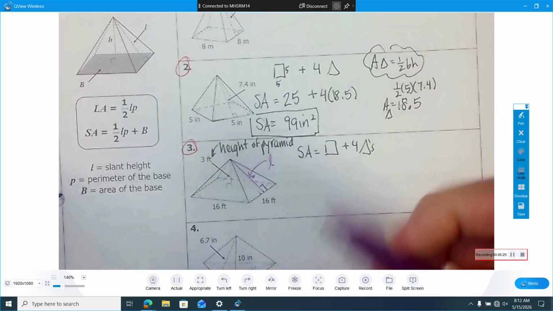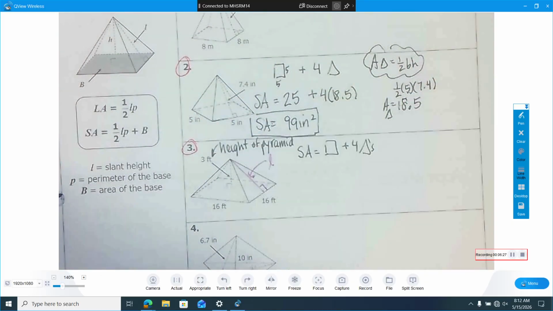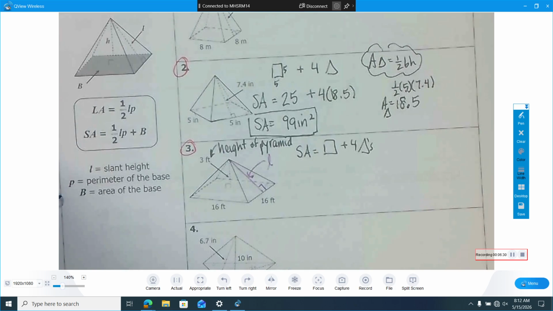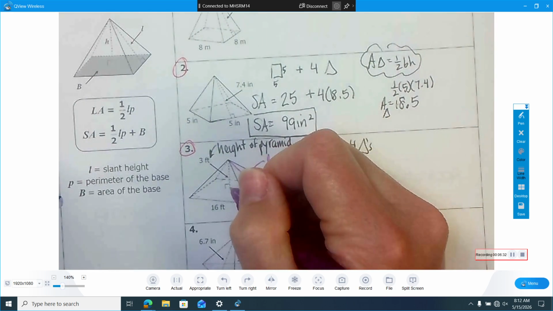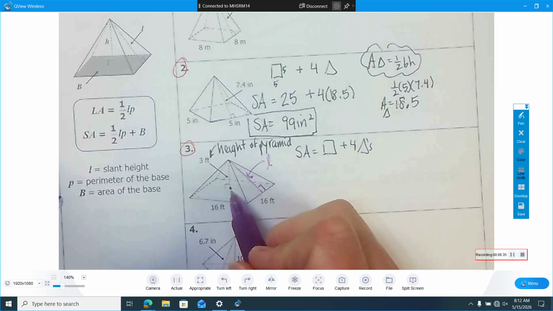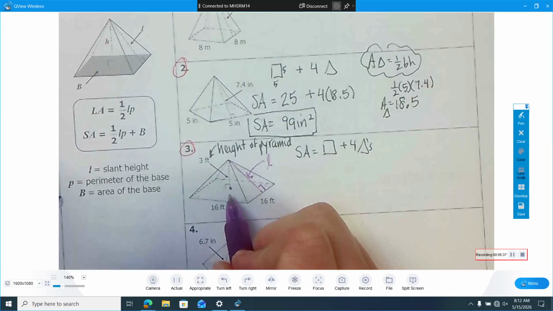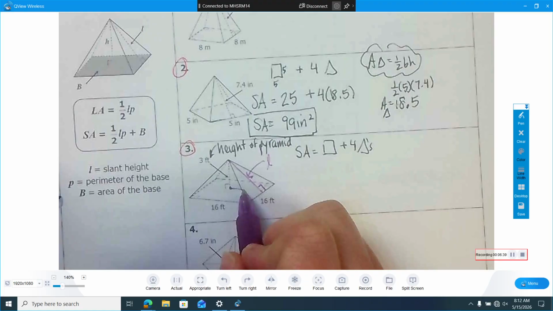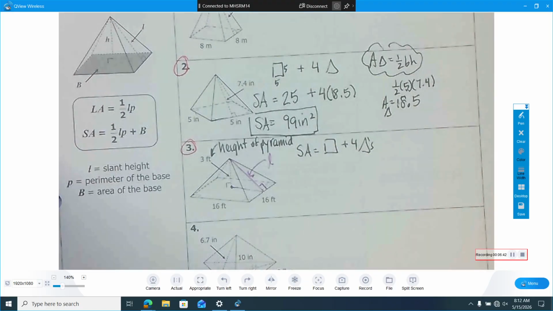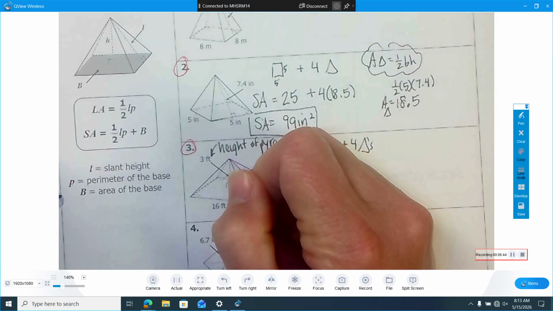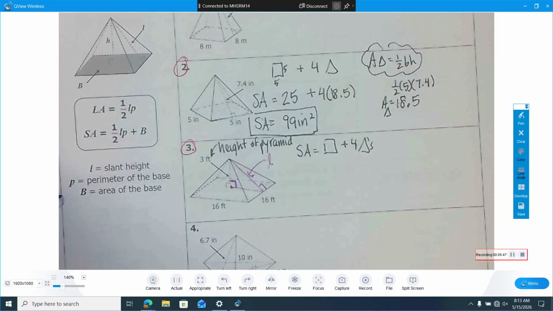All right, there's my slant height. It wasn't quite at the center, which was irritating me. What if I connect from the very center point here, where the height of the pyramid connects right in the middle, and then, hey, look at that! I created another right triangle there. Do you see that right triangle on the inside of the pyramid? It's always Pythagorean theorem. Always.